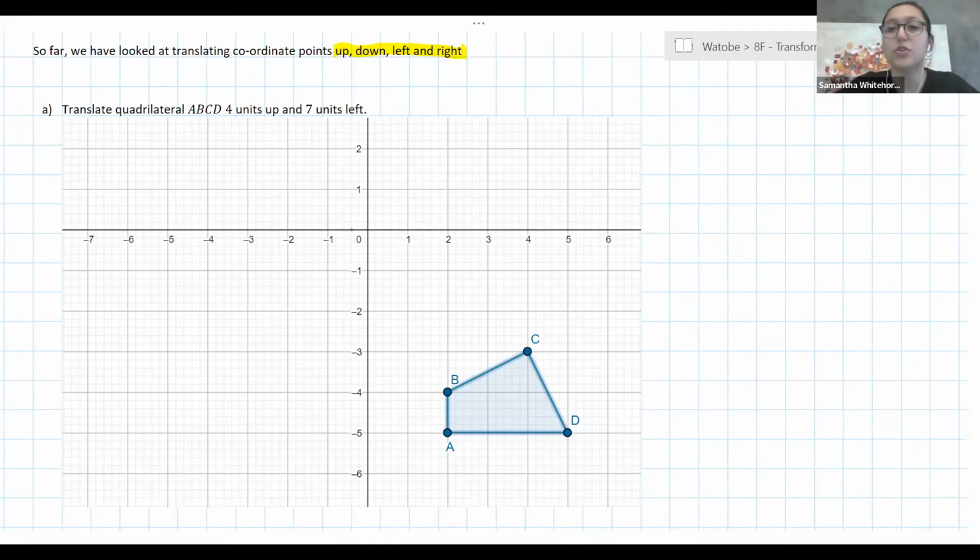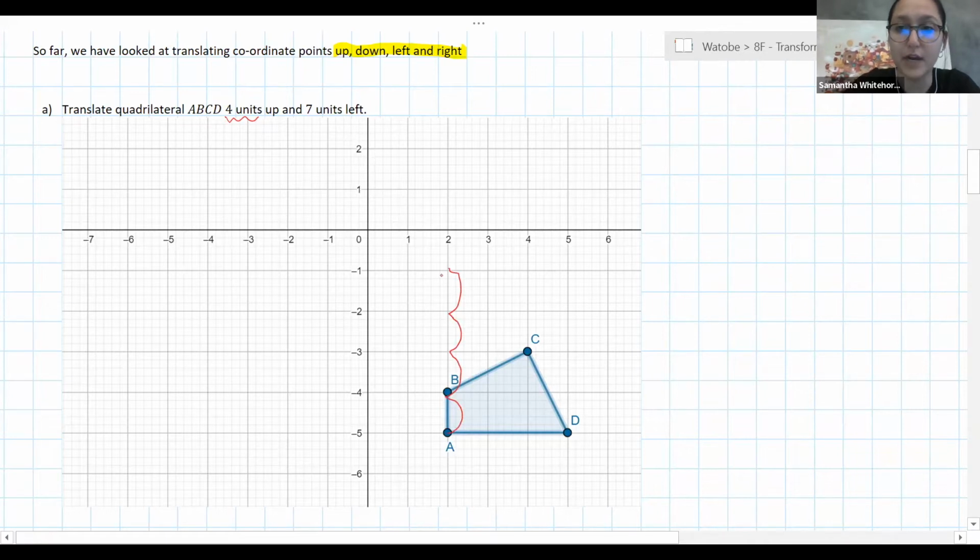Now, however you choose to do this is entirely up to you, but what I find the easiest is to count the units that I need to move. Now, if you are more comfortable doing it in 2 separate steps, by all means do that, but you don't have to, you can do it all in one. So when I say 2 separate steps, what I mean is you can start with the 4 units up. And so we can take point A and we can move it 1, 2, 3, 4 units up.